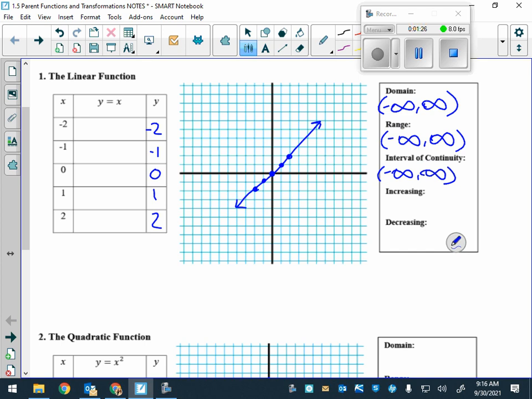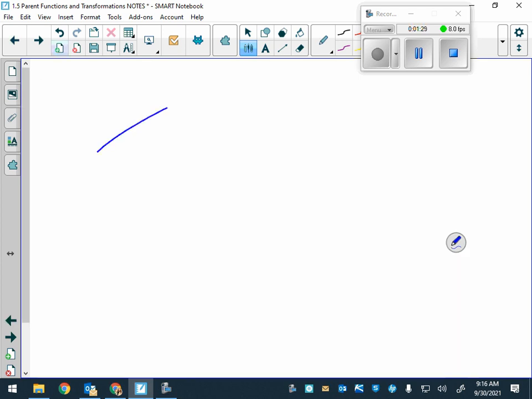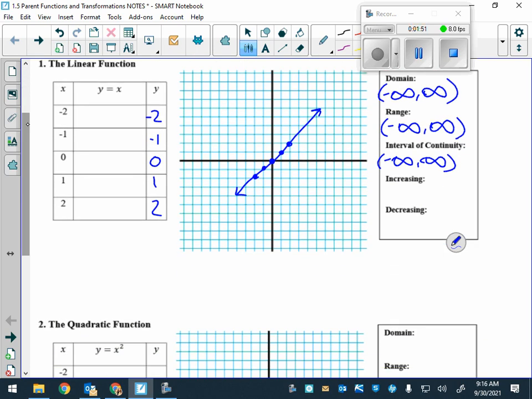Where it changes, for example, is if I had something like this. The domain will read -infinity to infinity, but intervals of continuity will break at this value, okay? Yes? Intervals of continuity always in parentheses, okay? Anytime, and Campbell, thank you for bringing that up. Anytime it says interval, okay, interval of increasing, interval of decreasing, interval of positive and negative, we use parentheses, okay?